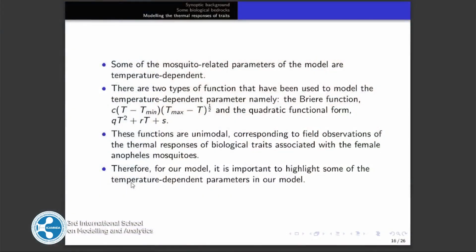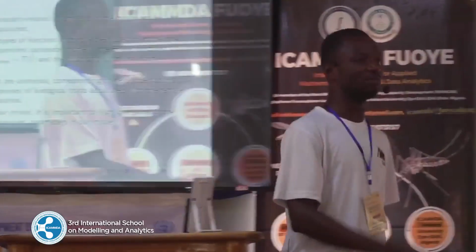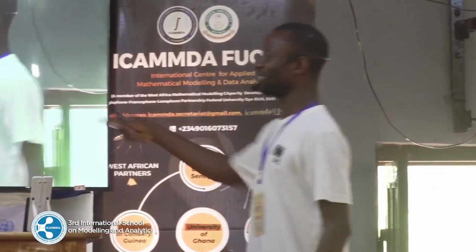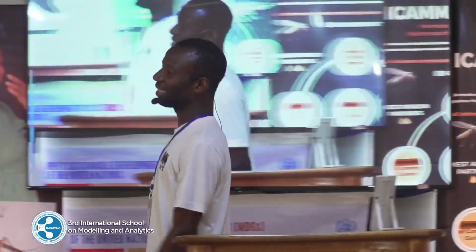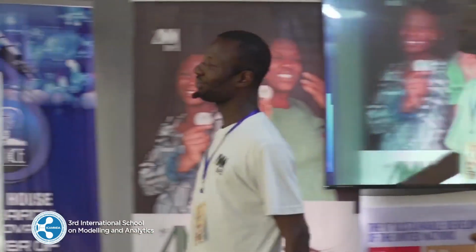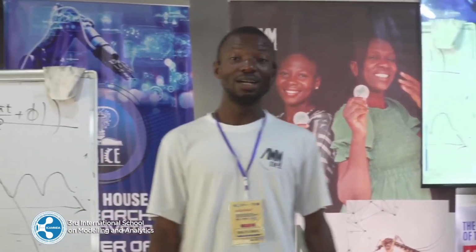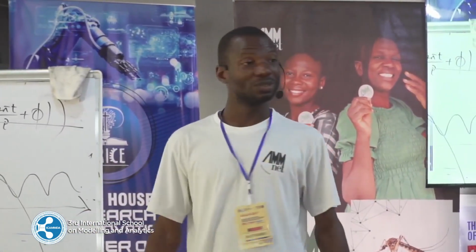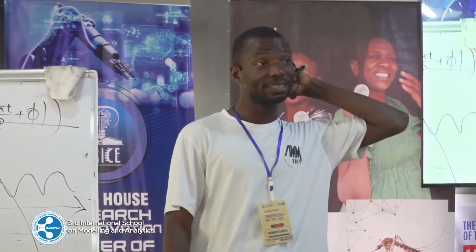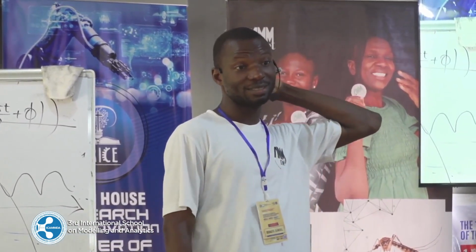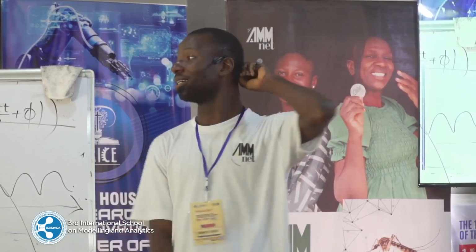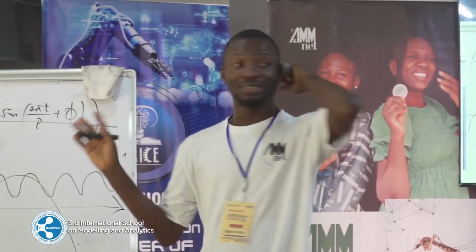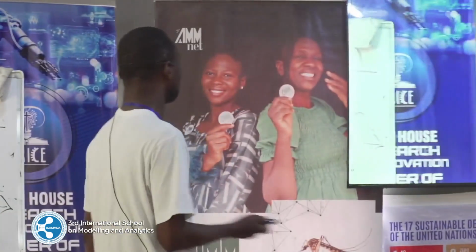Okay, before I go on, who can give us maybe two of the biological traits we can find in the mosquito dynamics that are temperature dependent? Just two. The biting rate, the parasite development rate. Egg deposition and all of that. Okay, thank you.